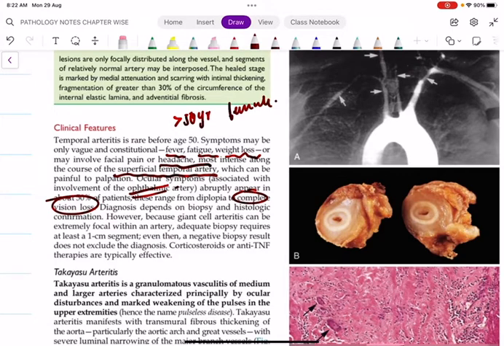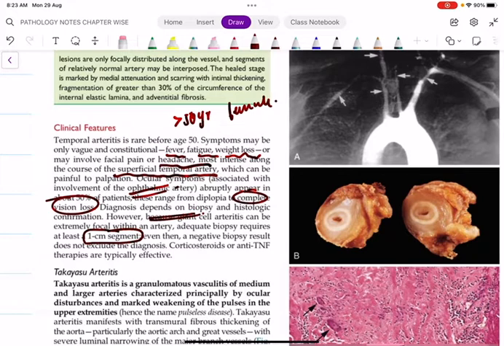Then, coming to biopsy. I told you the diagnosis depends upon biopsy. But remember, for biopsy, at least one segment of the artery. If you want to diagnose this through biopsy, at least 1 centimeter of the artery should be involved. This is very, very important.